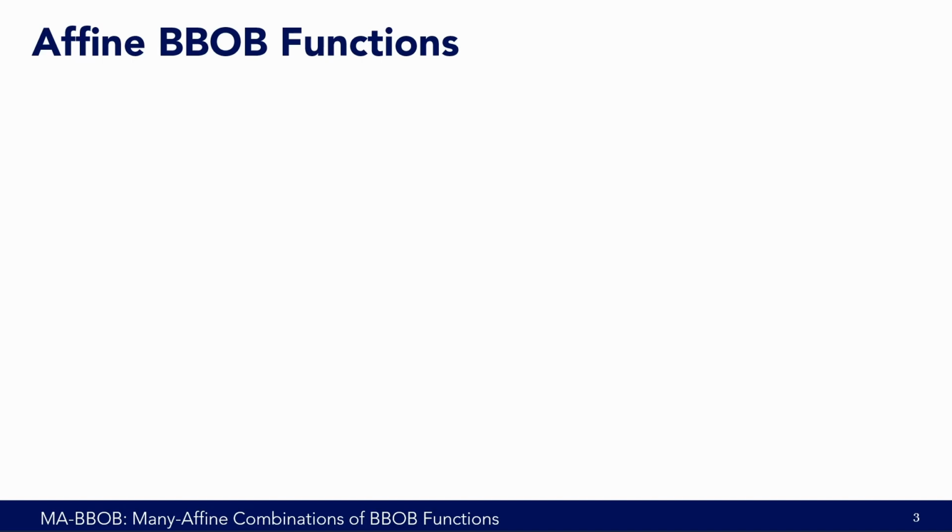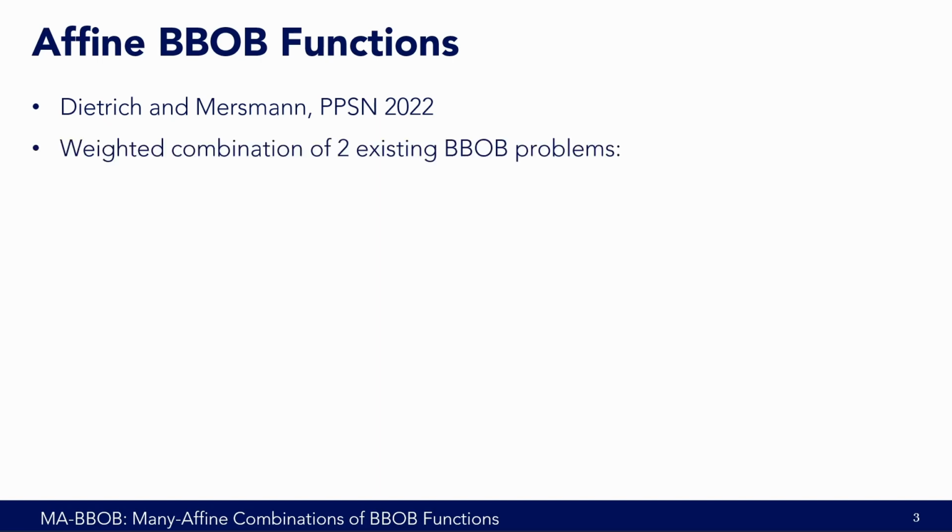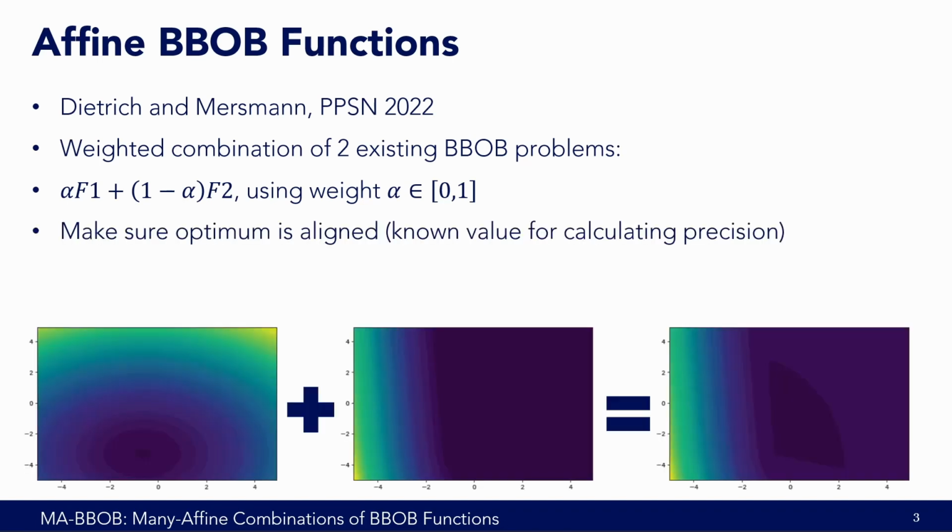And so last year in 2020, there was a presentation at PPSN by Diederick and Vermetten that proposed making new problems based on the existing suite of BBOB by taking weighted combinations. So just taking alpha times the first one, 1 minus alpha the second one, with some kind of weight between 0 and 1, making sure that the optimum is aligned, so that we know the optimum value for calculating things like precision and for easy comparison of performance.